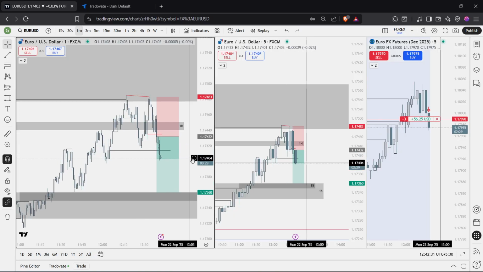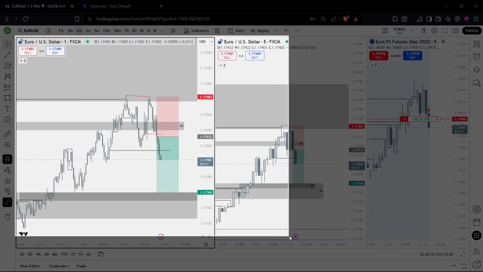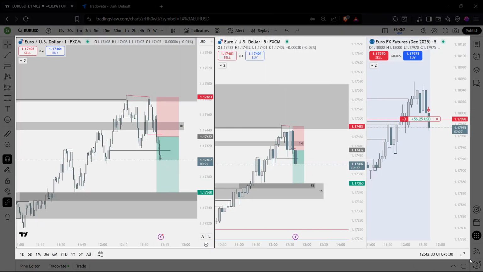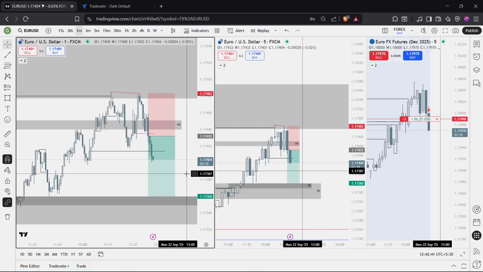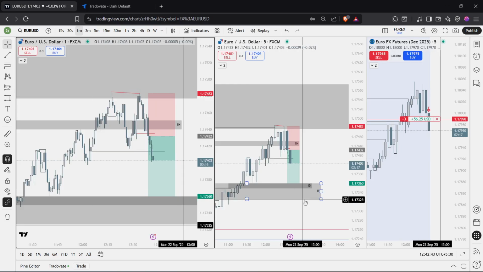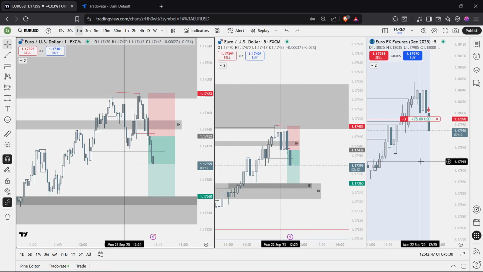So yeah, that's simply how you do it. Let me take this thumbnail. So yeah, I've entered the trade. I will update you guys once the trade is finished, because this is my full draw on liquidity. So here most likely, let me check this.